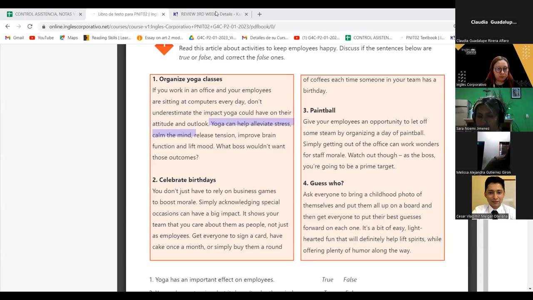Very good options for activities. Thank you, room number one. Vamos a escuchar el room number two. Tenemos a Katy Brisaida, Noé Abraham, y Roberto Carlos.